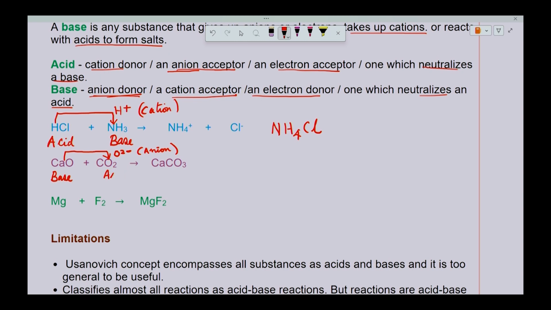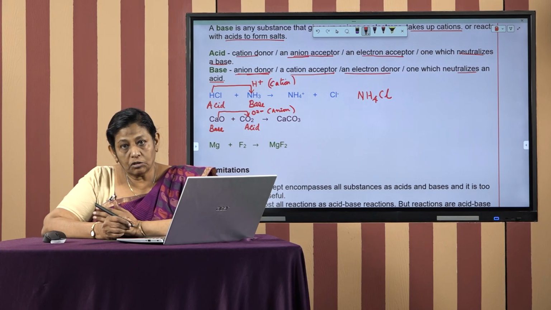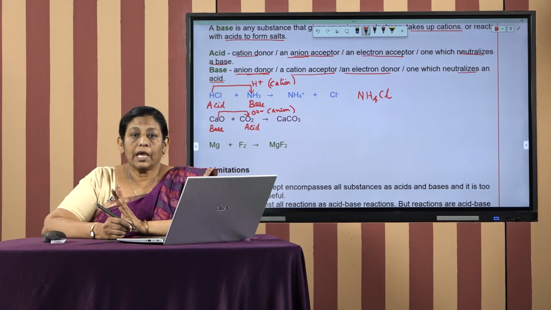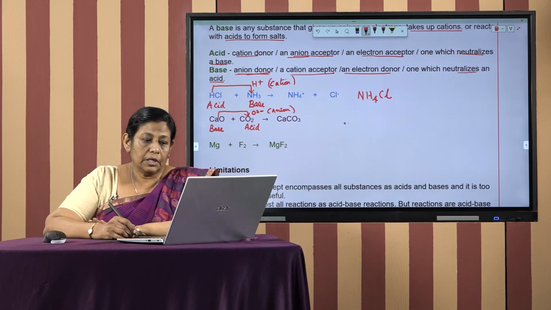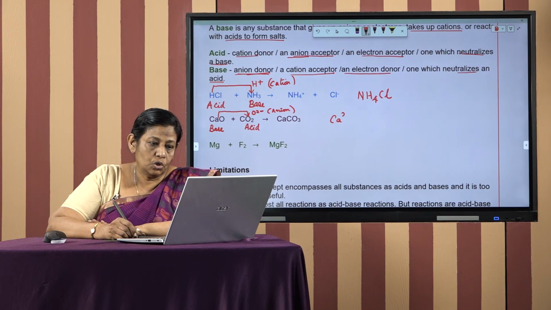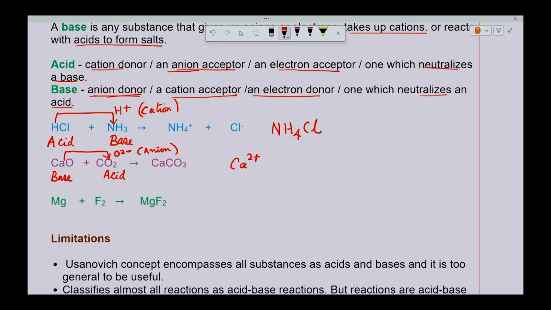So, carbon dioxide is an acid and calcium oxide is a base, both together react to give calcium carbonate, in which calcium attains a 2 plus charge, it becomes calcium 2 plus ion because it donates O2 minus to carbon dioxide, and this carbon dioxide accepts O2 minus. So, the number of oxygen atoms increases to 3 with 2 negative signs on it. So, that becomes a carbonate ion and both together is written as calcium carbonate.